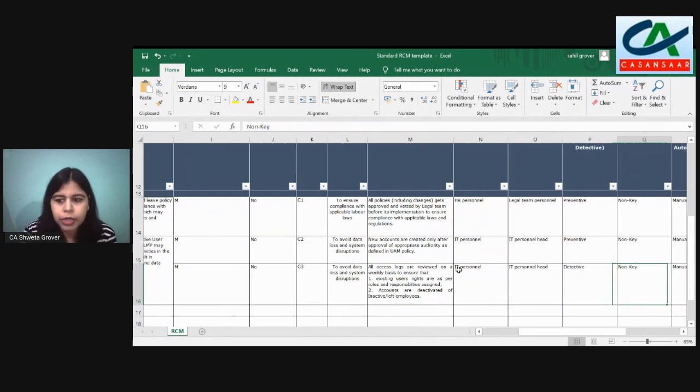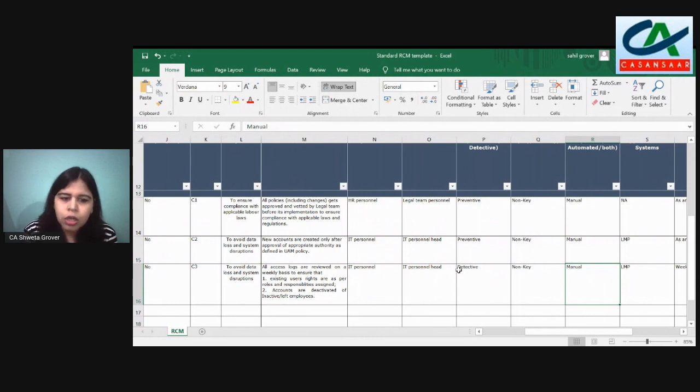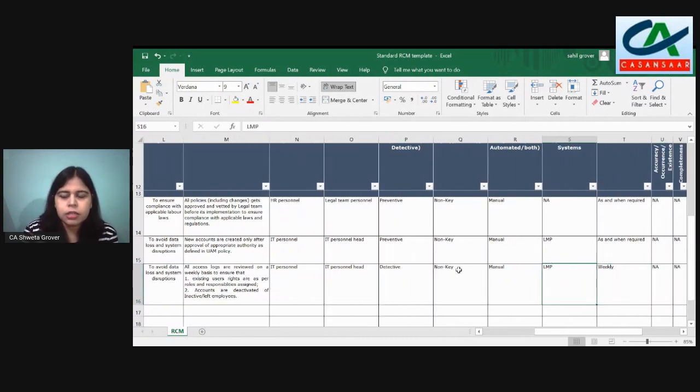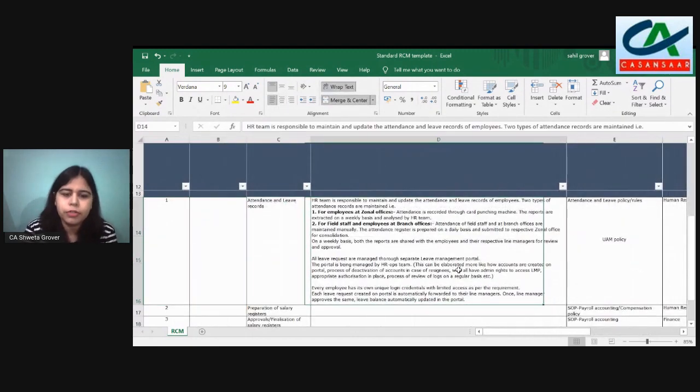So I have mentioned control type as detective control. Again, this would be a non-key, and yes, it's a manual control. Yes, you are using the report extracted from the LMP portal, but the control method, like reviewing those logs, is totally manual. The person sitting in the IT department is reviewing it. So the control method is manual. I have mentioned frequency as weekly. The IT system in support is LMP. Again, the financial statement assertions won't apply here, because it has nothing to do with financial statement assertions.